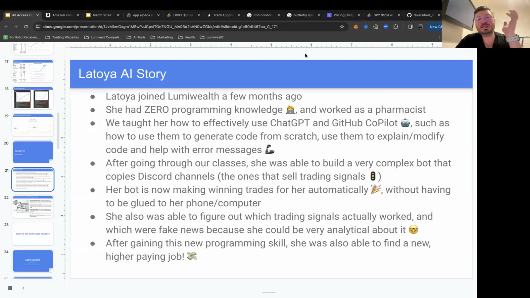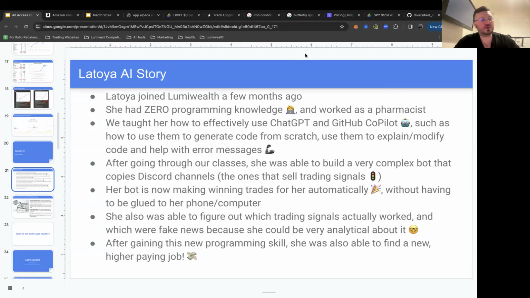But she joined, and basically she had zero programming knowledge. She was a pharmacist, never knew how to code, very far from her job description. When she joined her classes, we taught her how to use ChatGPT and GitHub Copilot and showed her some tips and tricks around all this kind of stuff. She was part of our class for like a month or two, and hadn't even finished the whole algo trading class.